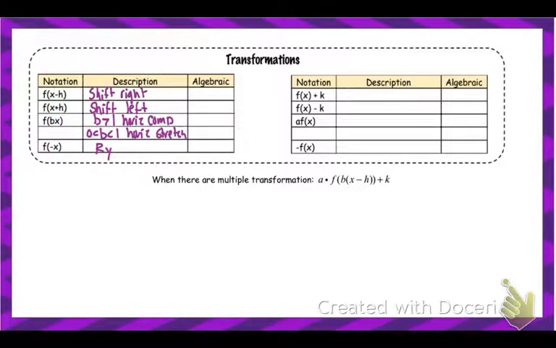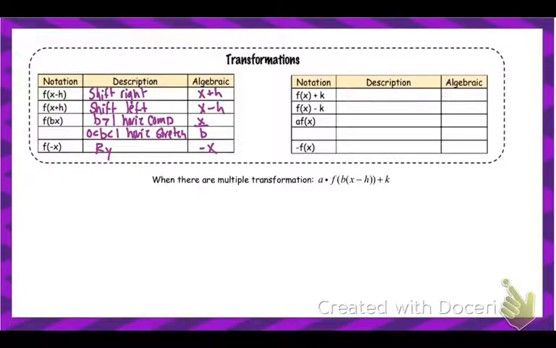Algebraically, what we're actually doing to those points is changing the x-coordinate in that way. So if I have f of x minus h, I'm taking the x-coordinate and adding h. If I have f of x plus h, I'm taking the x-coordinate and subtracting h. b times x, I'm taking 1 over b times x, or x divided by b. And f of negative x, I'm making the x-coordinate negative.